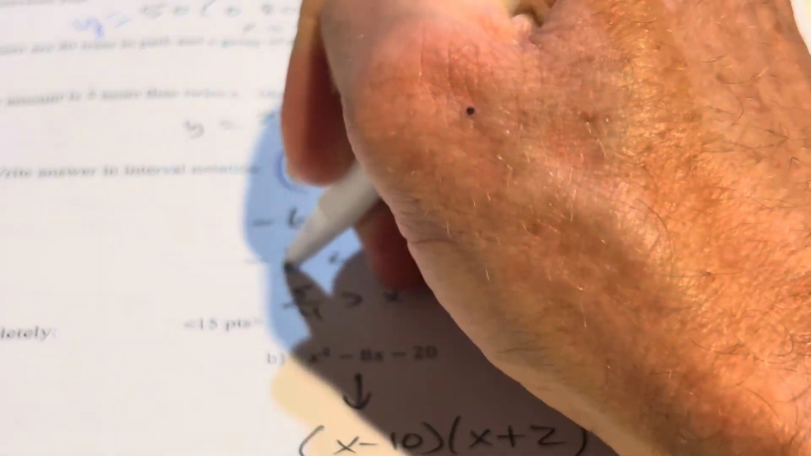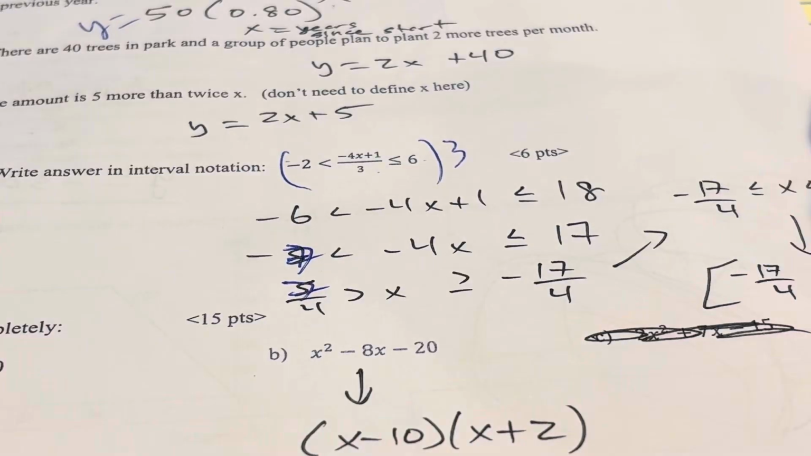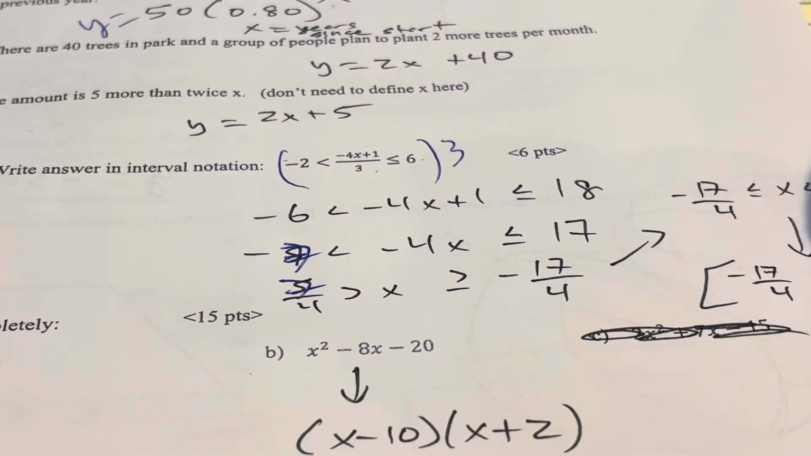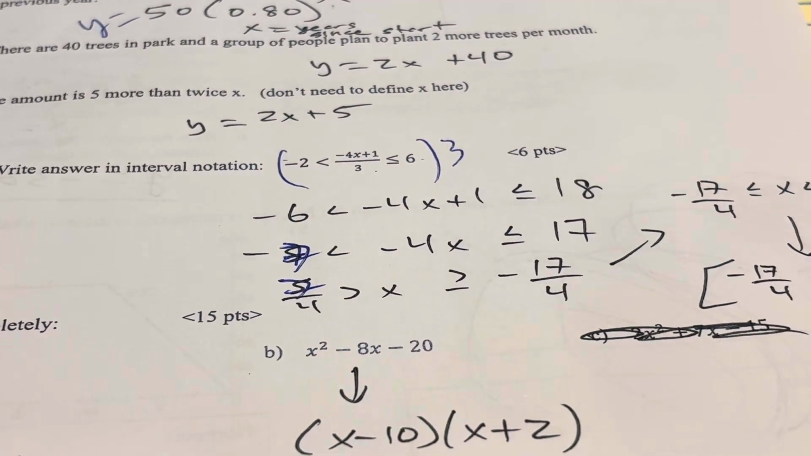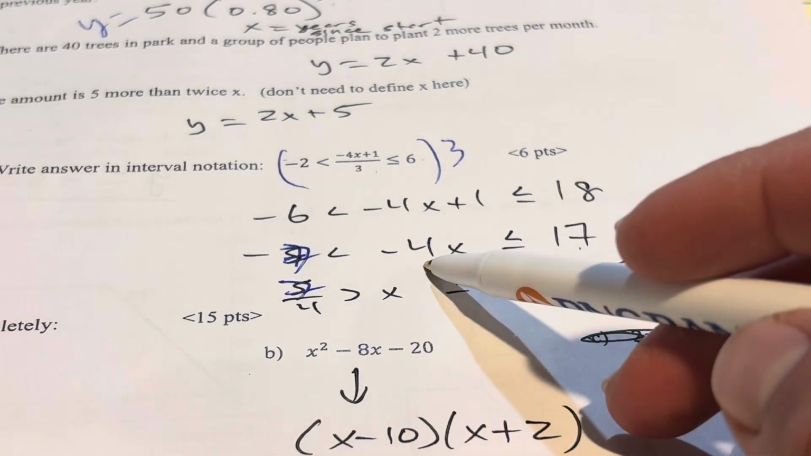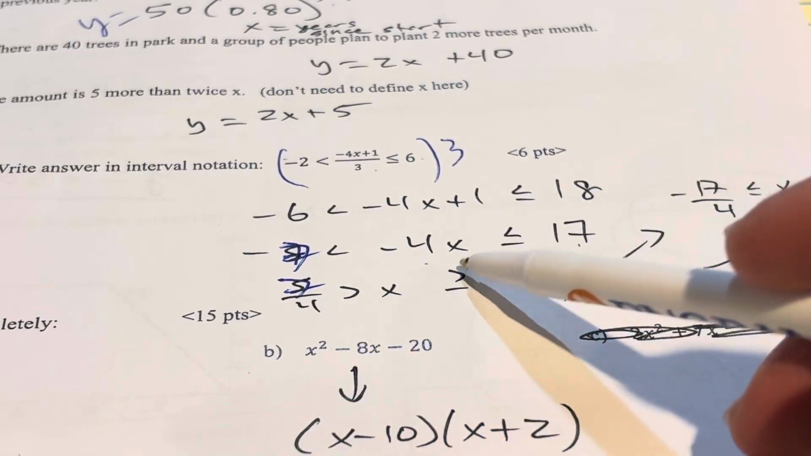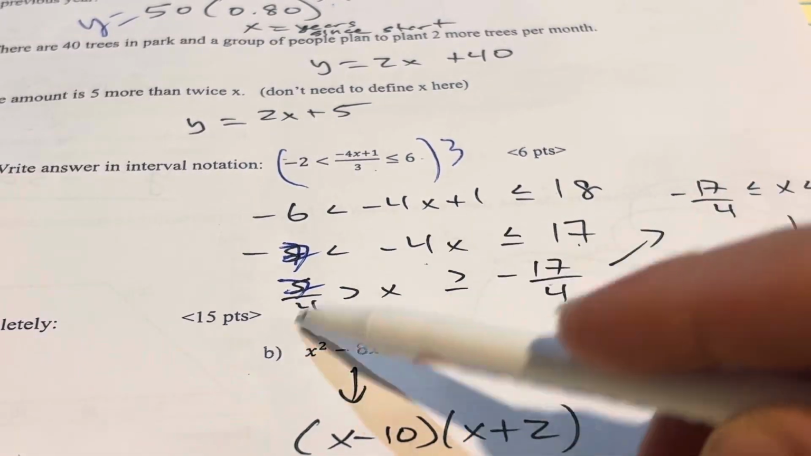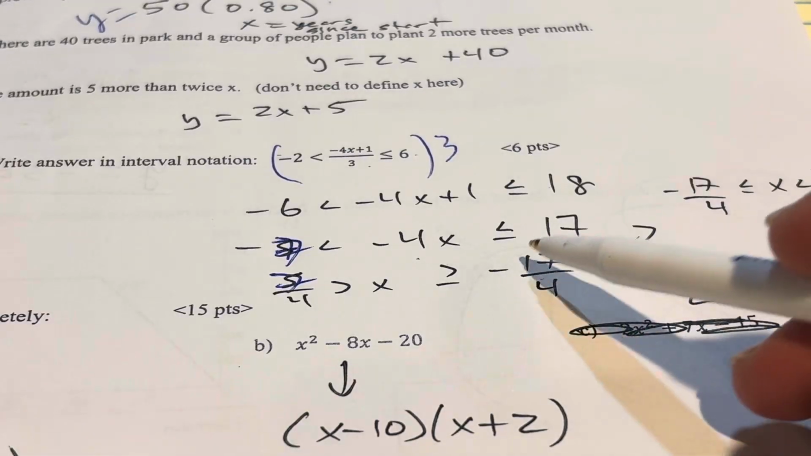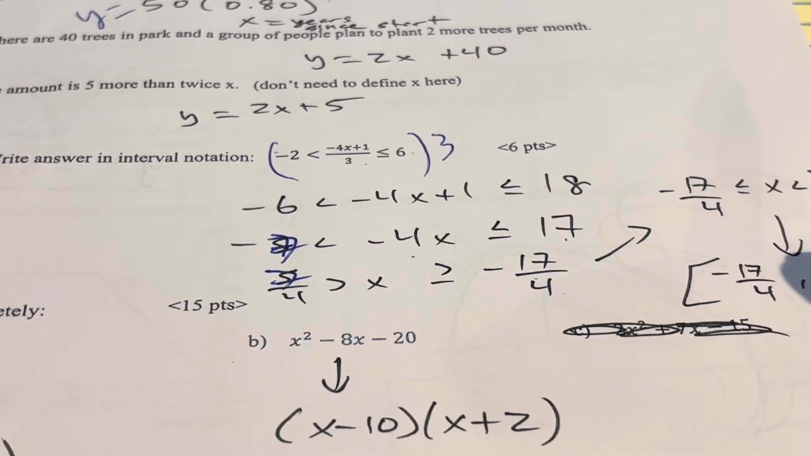Uh-oh, here's a boo-boo I made. If I subtract 1 here, I get a -7, folks. So I'm subtracting 1. -6 minus 1 is a -7. 18 minus 1 is 17. I'm going to divide by -4. When I divide by a negative, the signs of the inequality flip, so be careful here. All right, so that means -17 over 4. That's the low end, and 7/4 is the high end.